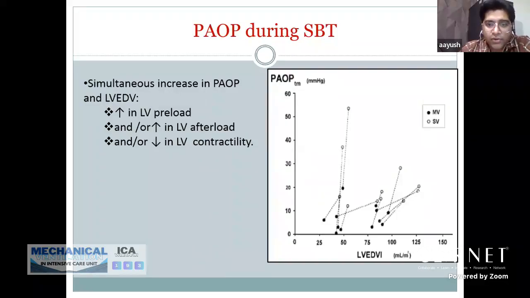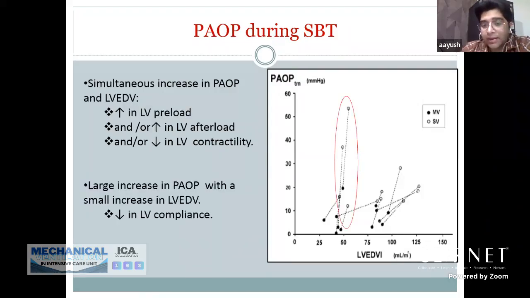So what they found was that in all the patients, when they were switched from mechanical ventilation to spontaneous breathing, there was a simultaneous increase in both the pulmonary artery pressures as well as the LV end-diastolic volume index. And this is attributed to an increase in preload, or an increase in afterload, or a decrease in LV contractility. But in some of the patients, you will find a marked increase in pulmonary artery pressure as compared to the LV end-diastolic volume increase. And these are the patients, particularly those who have an underlying decreased LV compliance, who have a high chance of weaning-induced pulmonary edema when they are subjected to weaning.